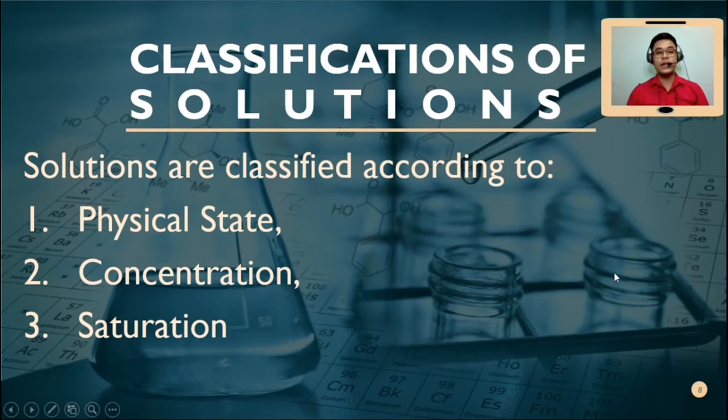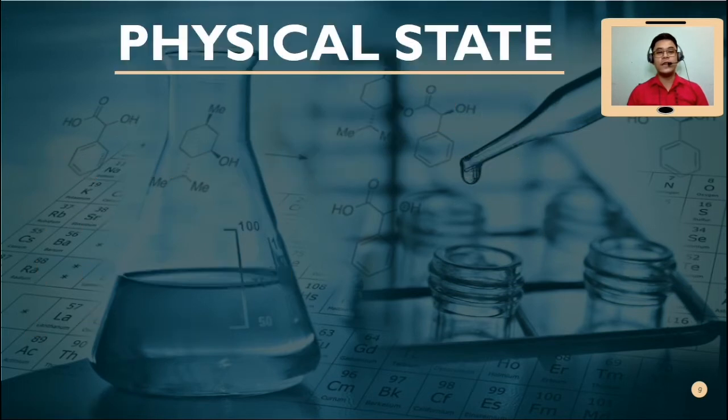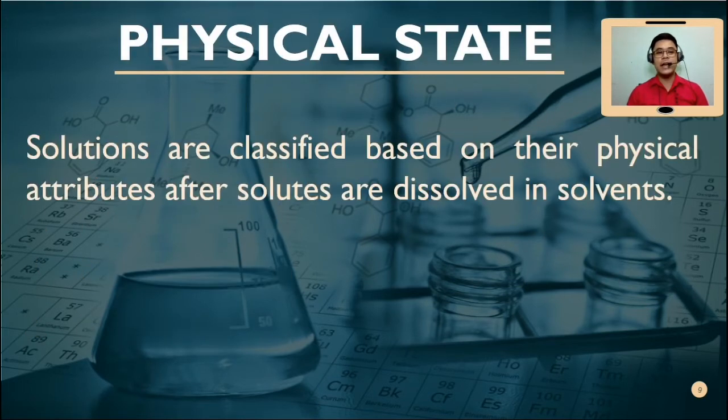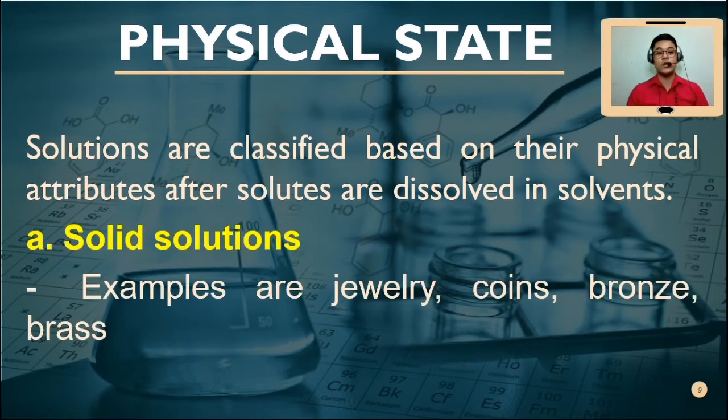And let us have the first classification, which is physical state. Under physical state, solutions are classified based on their physical attributes after solutes are dissolved in solvents. There are actually three types of solutions under this physical state. What are these? First, we have solid solutions. Examples of this are jewelry, coins, bronze, brass, and so on. And here we can say that these solutions have compacted molecules.